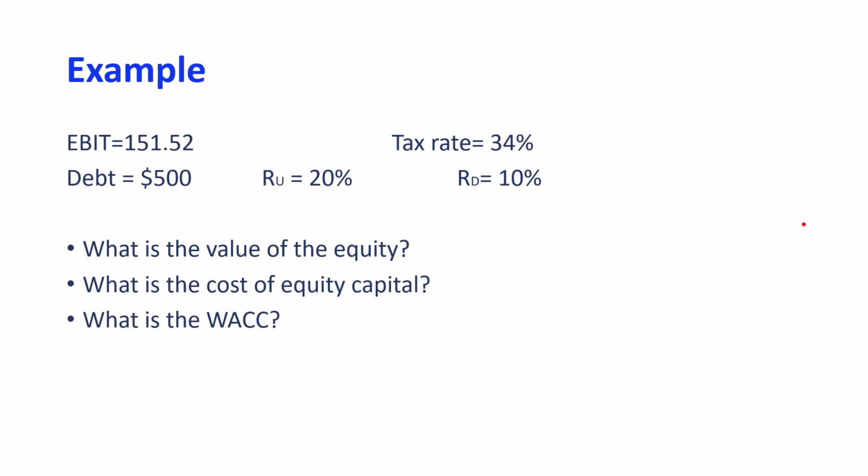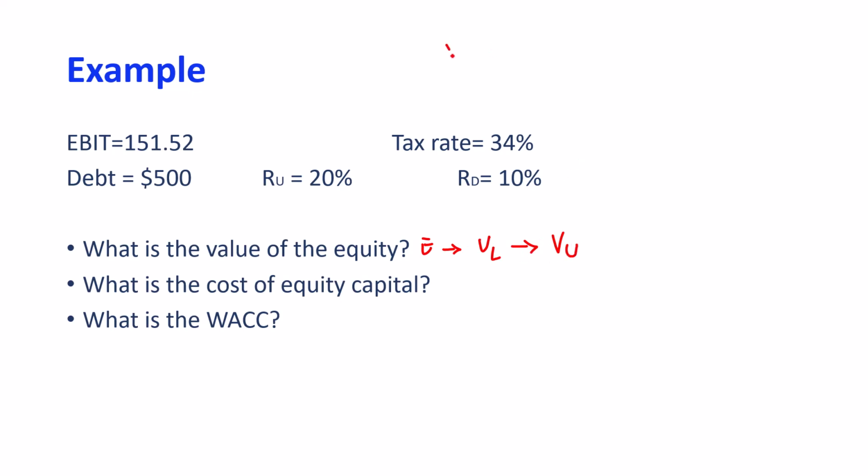Here's an example. We have 151.52 in EBIT, 500 in debt. Unlevered cost of capital is 20%, tax rate is 34%, and the cost of debt is 10%. What is the value of the equity? To find the value of the equity in a levered firm, you need the value of the levered firm. And to find the value of the levered firm, you need the value of the unlevered firm. So let's start there.